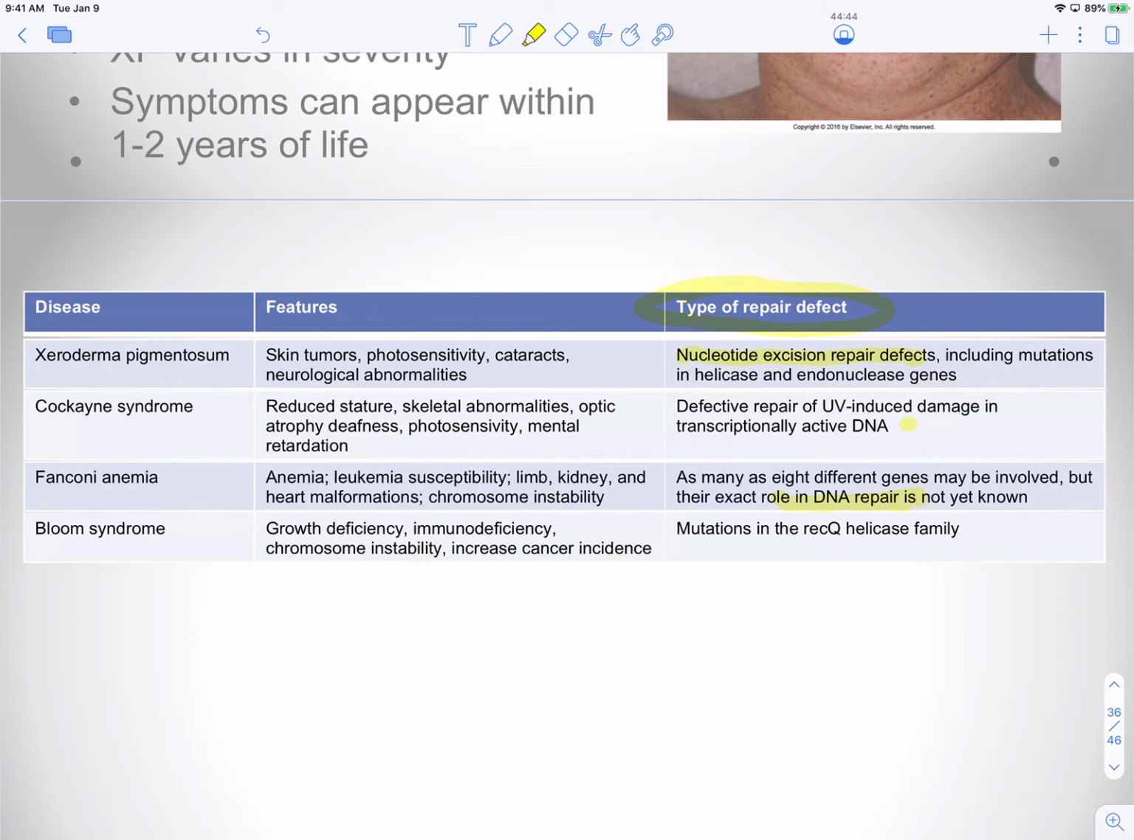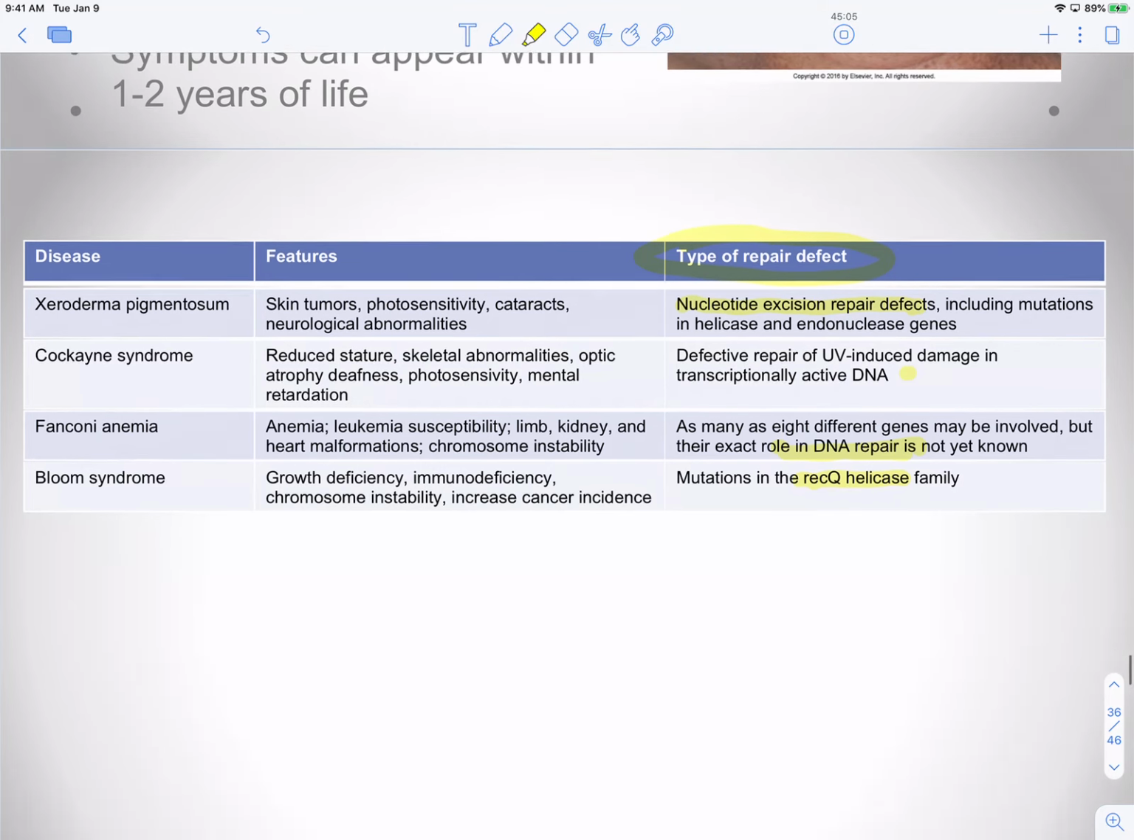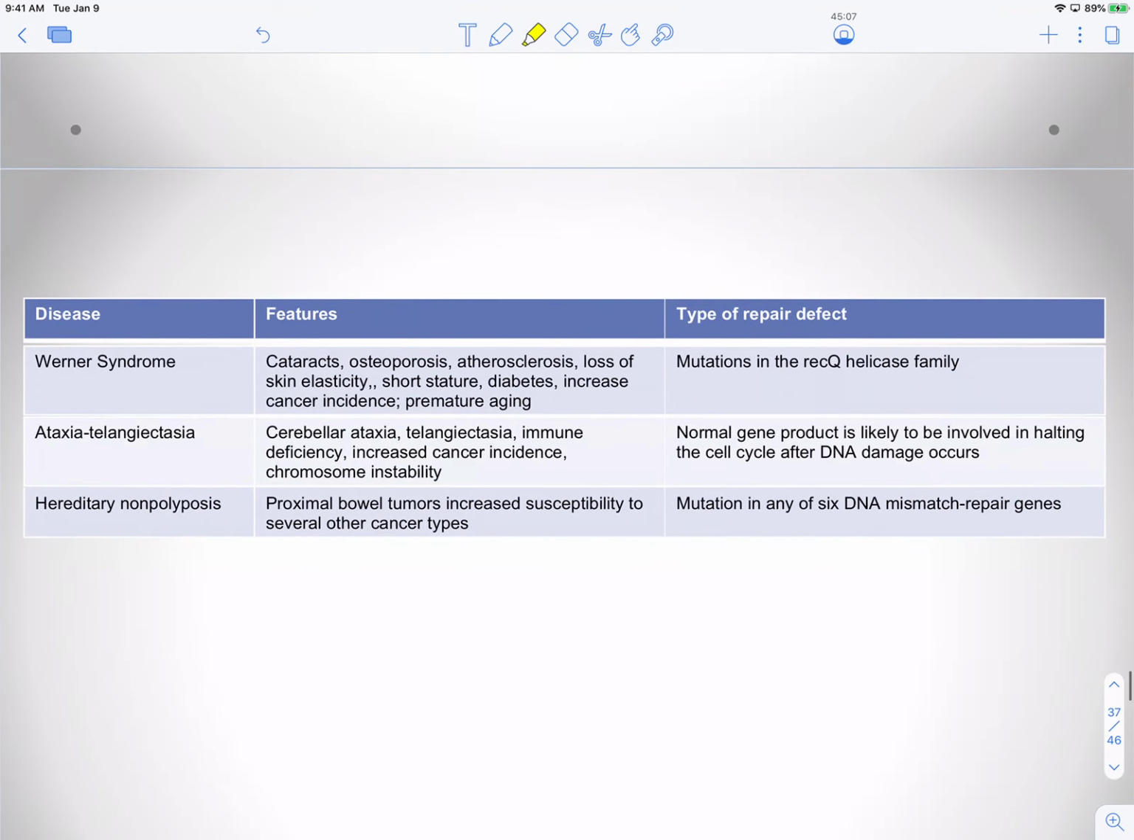Bloom syndrome is going to have mutations in the RECQ helicase. So RECQ helicase is going to be a common source of mutations that leads to these diseases. For Bloom syndrome, it can lead to immunodeficiency, chromosome instability, and growth deficiency. RECQ is also going to be mutated for Werner syndrome, and this is going to lead to cardiac problems, loss of skin elasticity, short stature, etc.